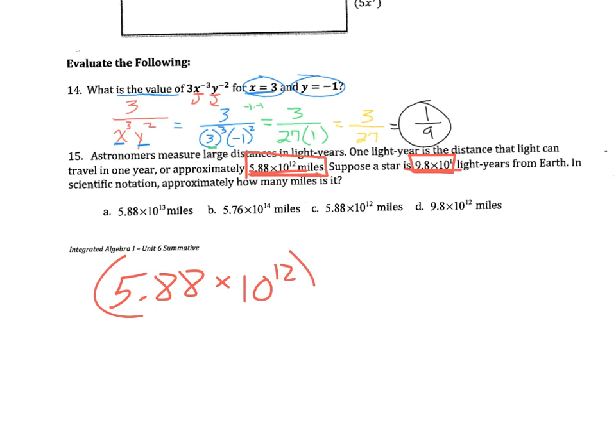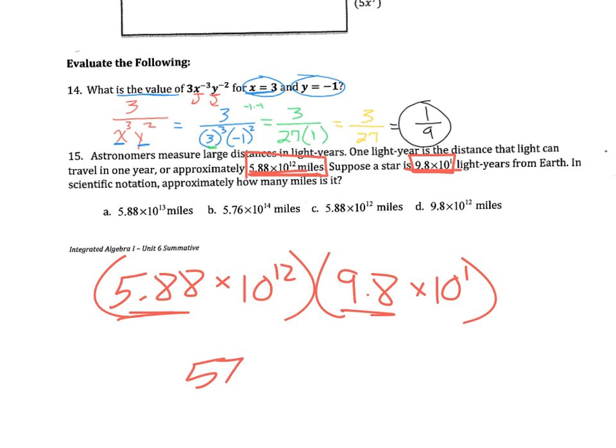You can refer back to the video on 9 through 11. But in a multiplication problem, multiply these two things together. When you do 5.88 times 9.8, you get 57.624 times 10 to the, add your exponents, 10 to the 13th.